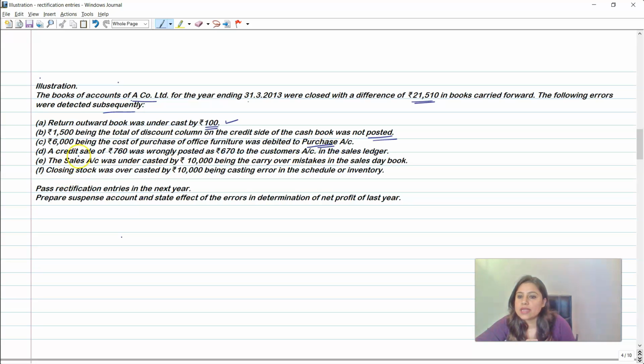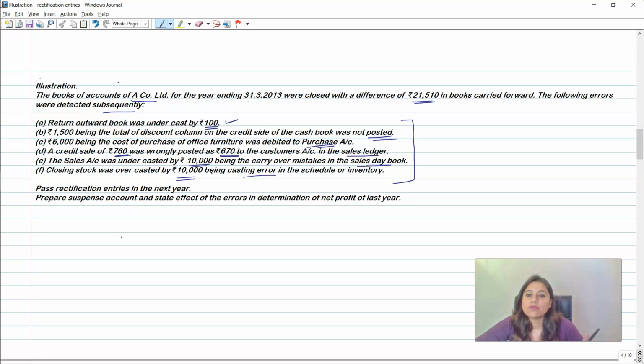And a credit sale of rupees 760 was wrongly posted as 670 to the customer's account in the sales ledger, and the sales account was undercast by rupees 10,000 being the carryover mistake in the sales day book. Closing stock was overcast by rupees 10,000 being the casting error. So such errors were subsequently detected.